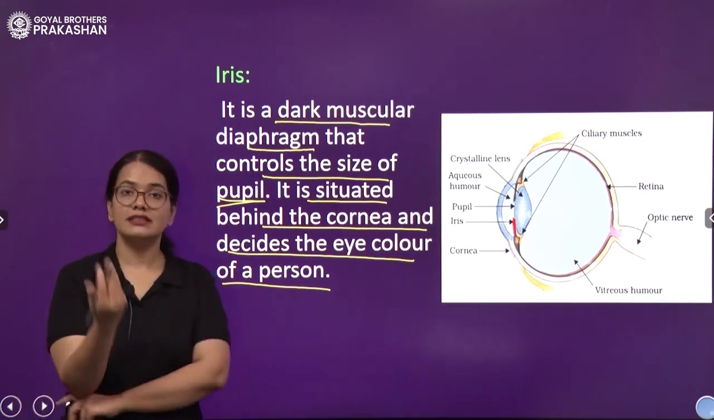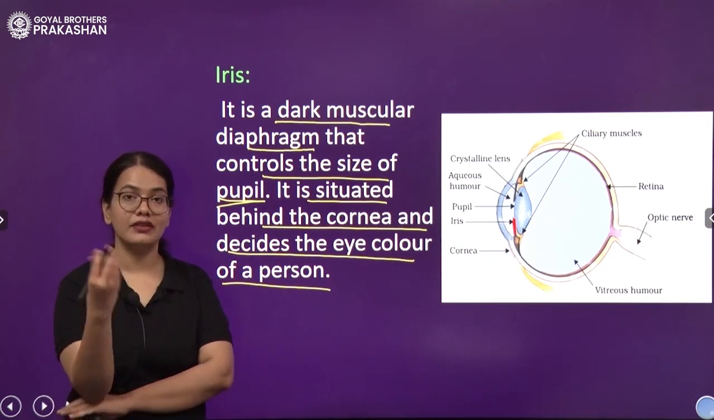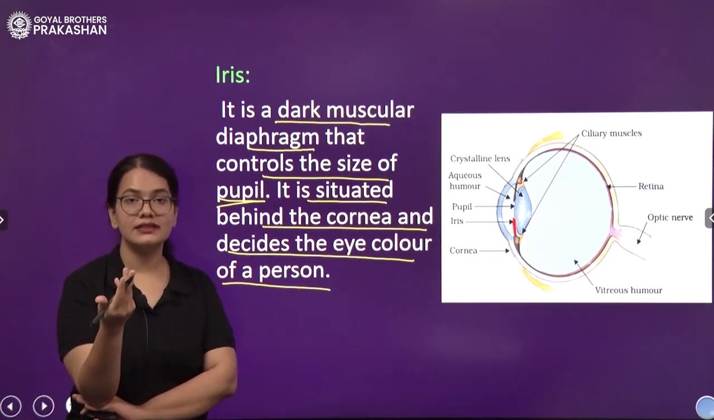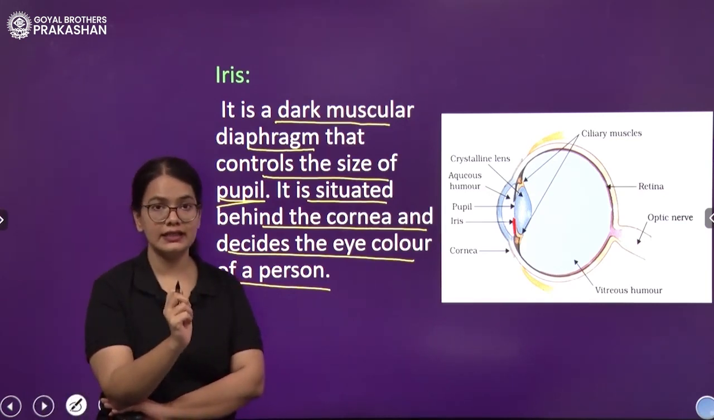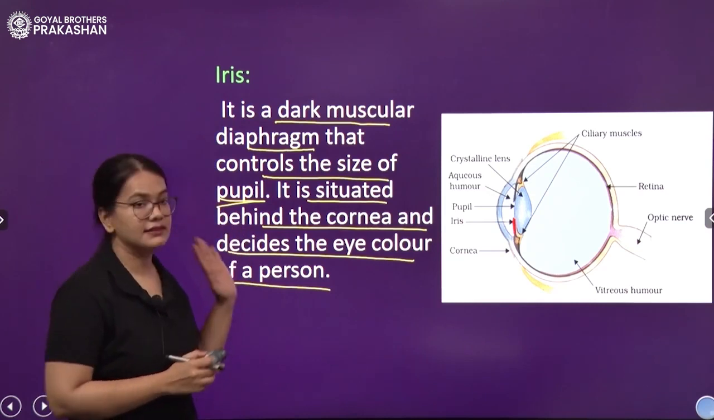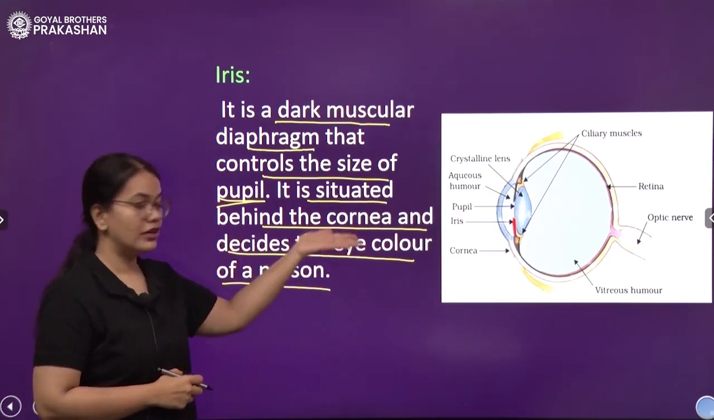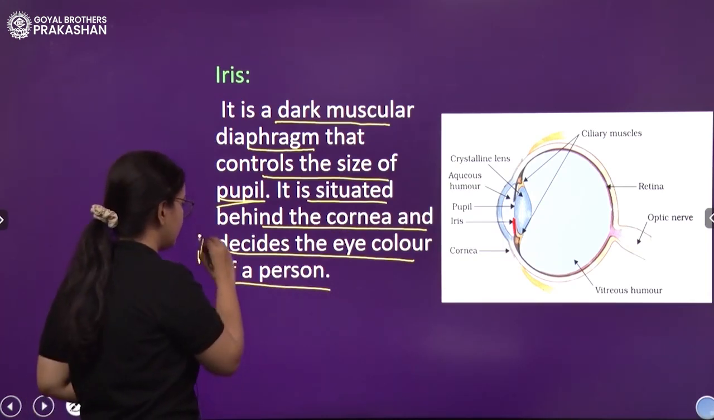Okay, so you must have seen people of different eye colors around you. Some have grayish eye, most of us have black, many of us have brown color eye. So that difference in the eye color is due to the iris. Okay, so iris is situated behind the cornea and it decides the eye color of the person. This is also very important.